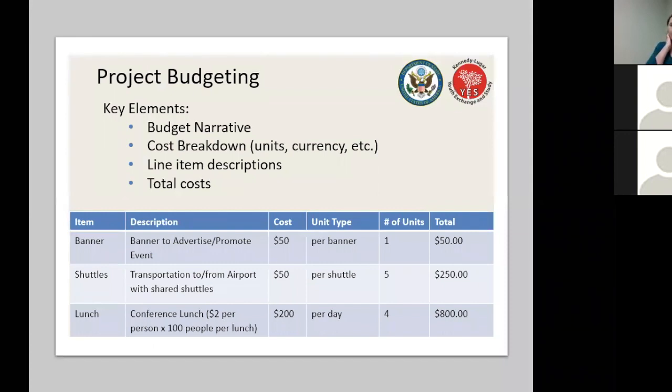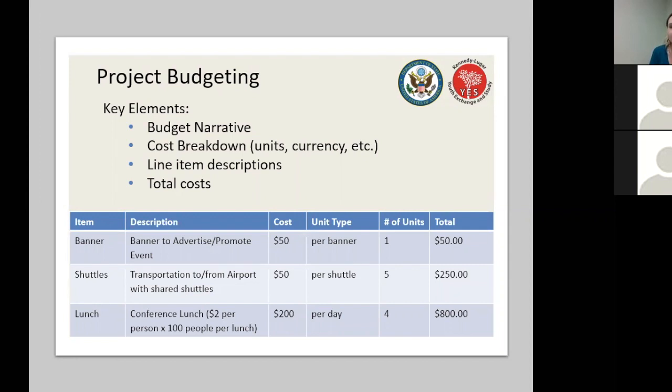All right, budgets. So budgets are also a very important part of your grant project proposal. So you'll include a budget narrative, which is like a paragraph that explains how you're spending the money, but you'll also include a line-by-line item that breaks down exactly what you're proposing to spend. Your budget needs to be really detailed.